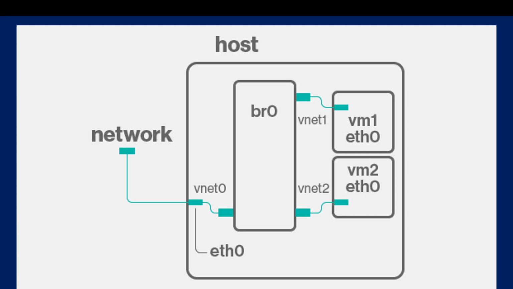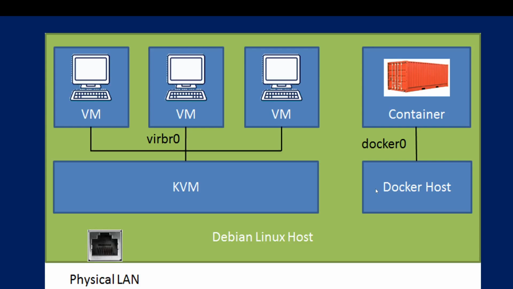Let's name it BR0, and on top of BR0 we need to configure several tap devices, which basically connect to the respective virtual machines. Suppose I created tap devices tap1 and tap2: tap1 is connected to VM1 and tap2 is connected to VM2. So mostly the configuration is like this.